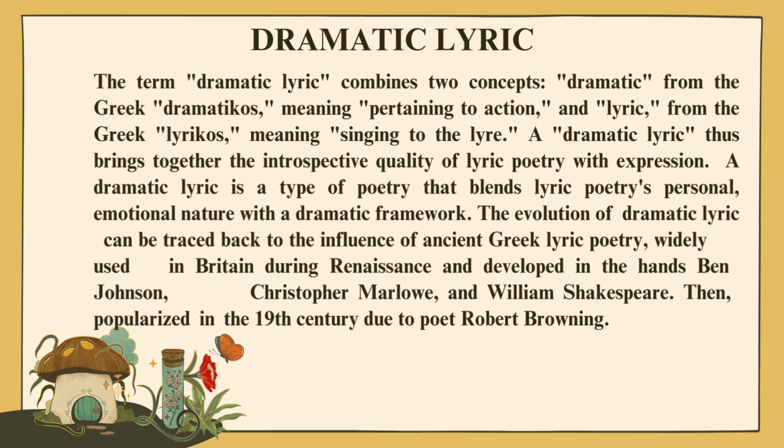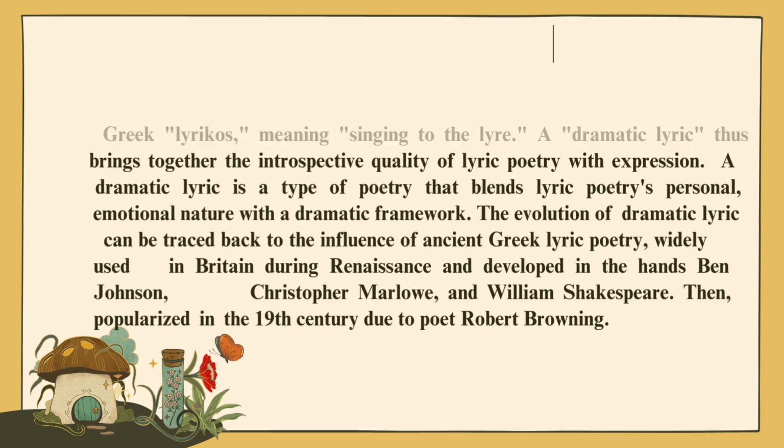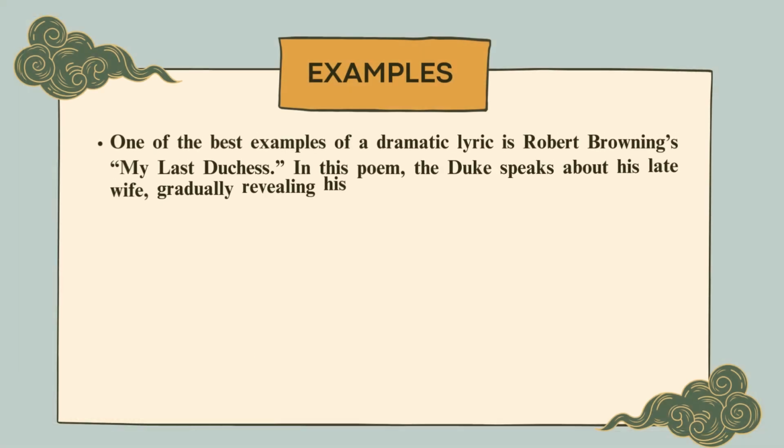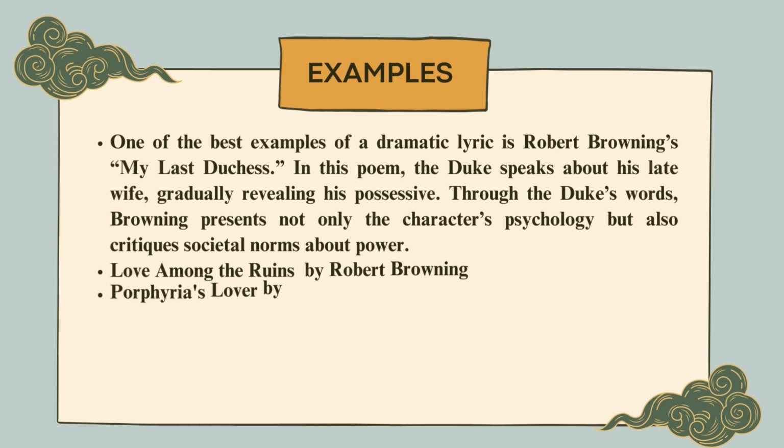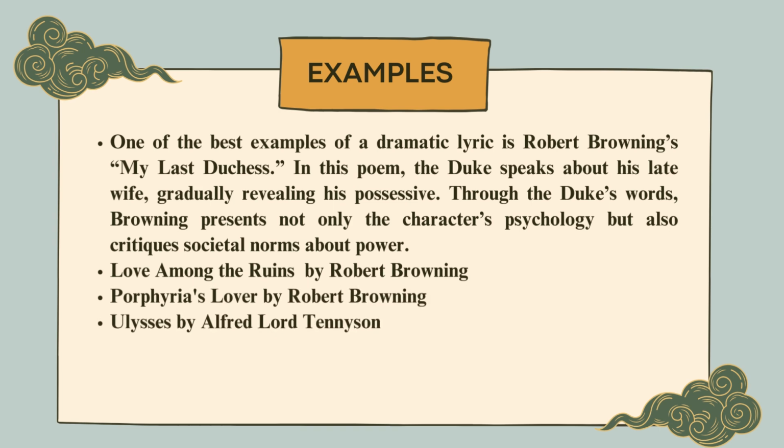Dramatic lyrics evolved from the ancient Greek lyric poetry, gaining prominence during the Renaissance through poets like Ben Jonson, Christopher Marlowe, Shakespeare, and were popularized in the 19th century by Robert Browning. A prime example is Browning's My Last Duchess, where the Duke reveals his possessive nature while reflecting on his late wife, critiquing the societal norms. Other notable works include Love Among the Ruins and Porphyria's Lover by Robert Browning and Ulysses by Alfred Lord Tennyson.